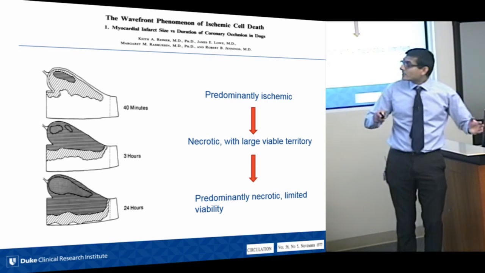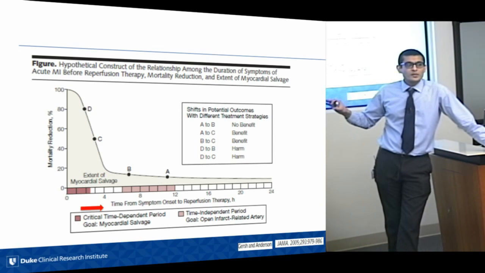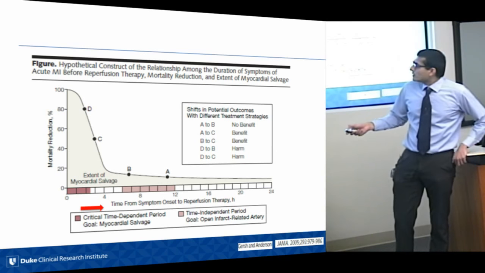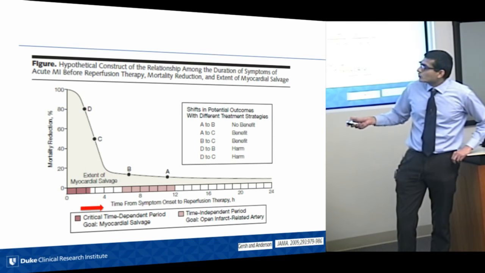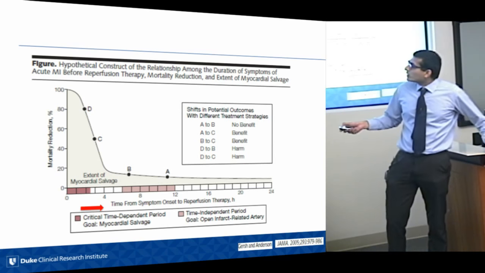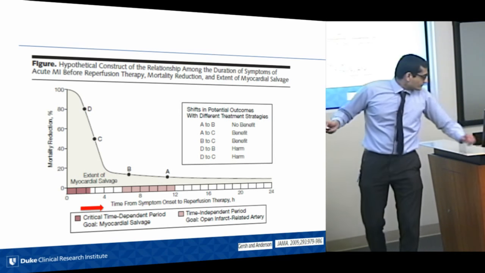And so to translate that into clinical practice is this diagram by Dr. Gersh. And this is probably the key slide in this presentation. And what he highlights is on the x-axis is time from symptom onset to reperfusion. And on the y-axis is mortality, and the area under this curve is the extent of myocardial salvage. And what he notes is that after about 1 hour, that's after about 60 minutes of symptom onset, patients get into this part of the curve where every increase in delay in reperfusion results in a significant amount of myocardium that's lost.